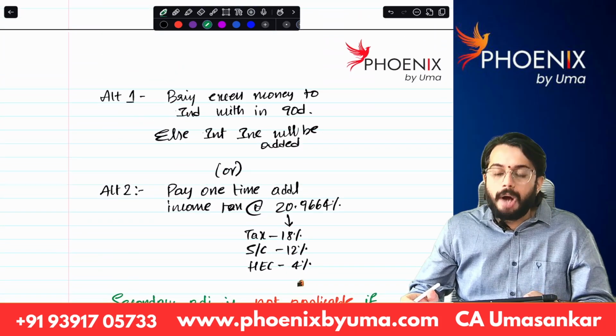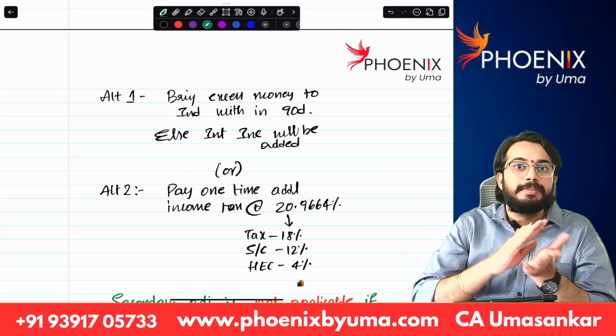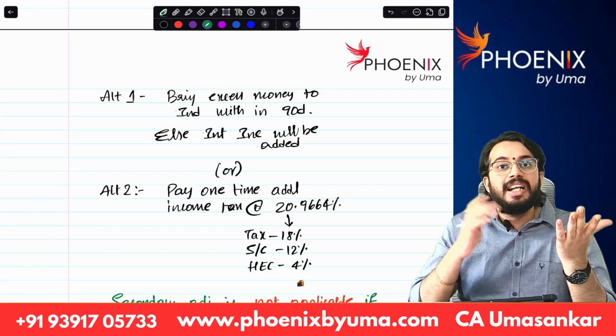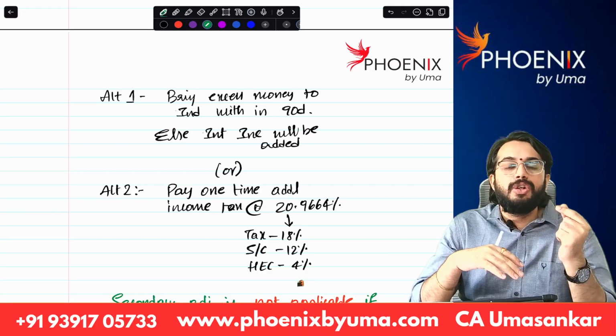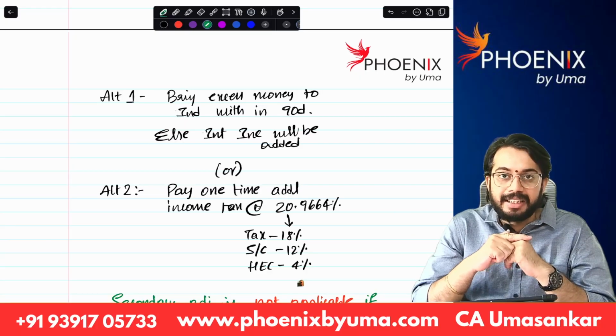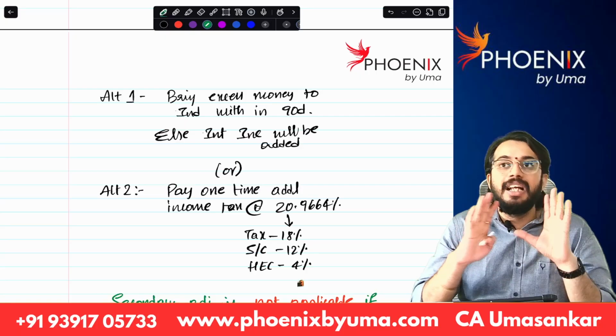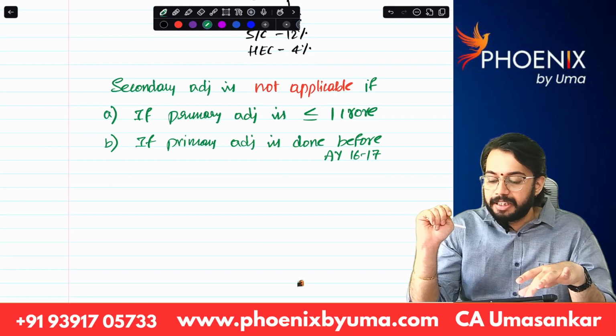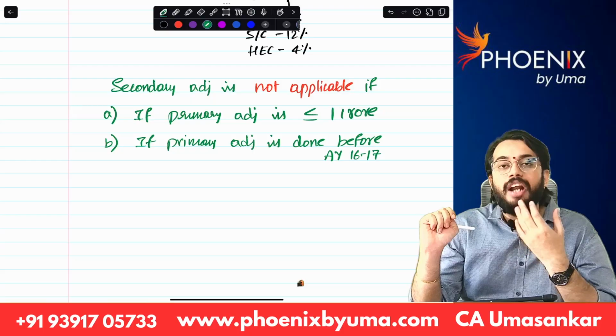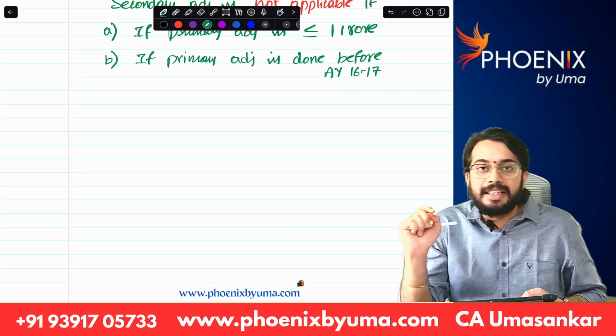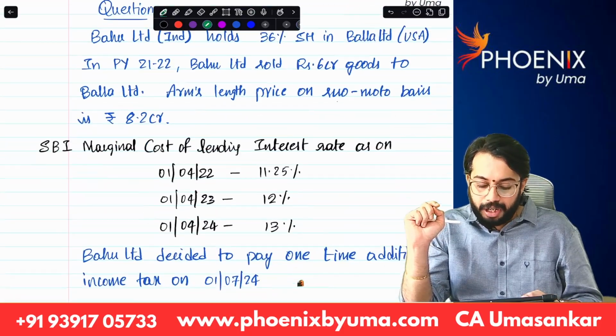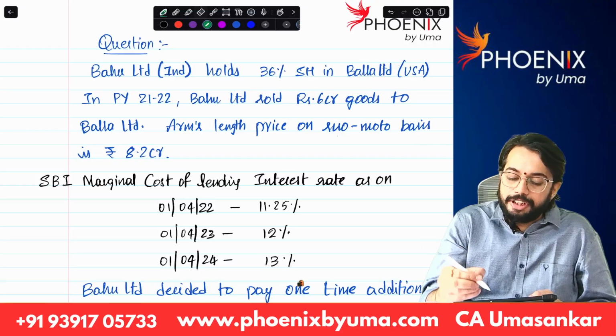So you have two options. Option 1, bring back excess money to India, else interest income will be added. Option 2, pay one-time additional income tax. Secondary adjustment is not applicable if the primary adjustment is less than or equal to 1 crore, or if the primary adjustment is done before assessment year 16-17. Okay. Now, let us see this question.